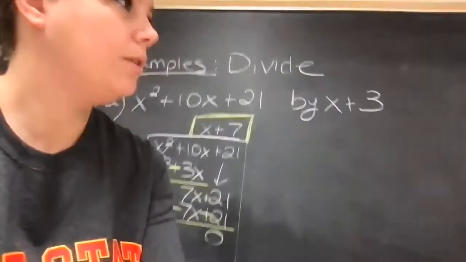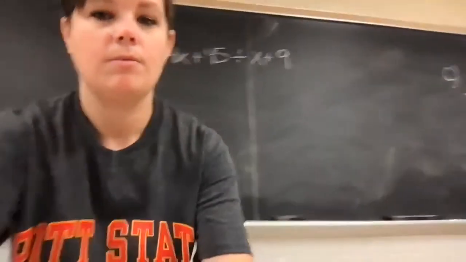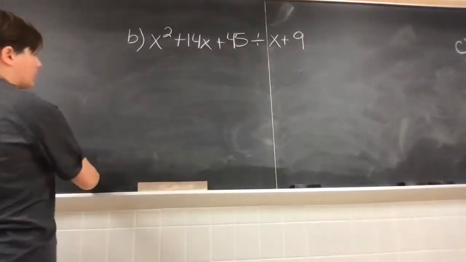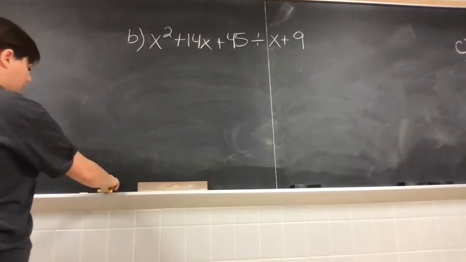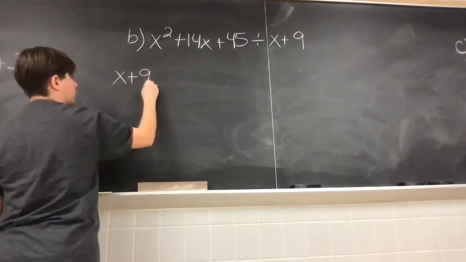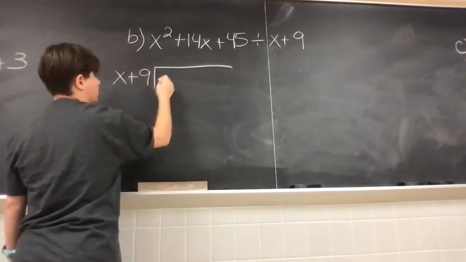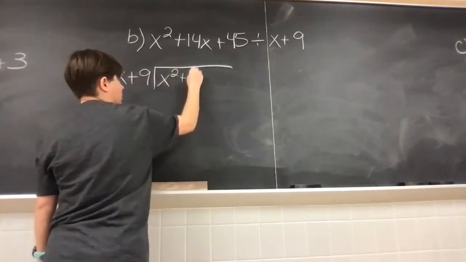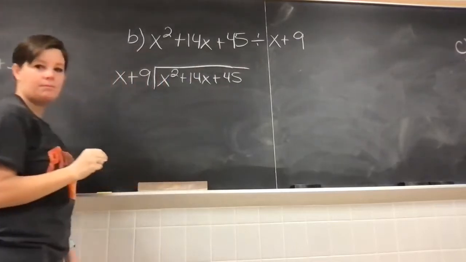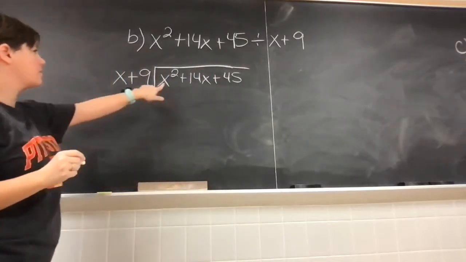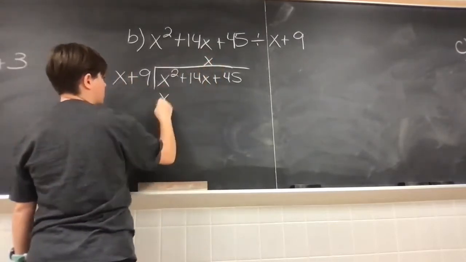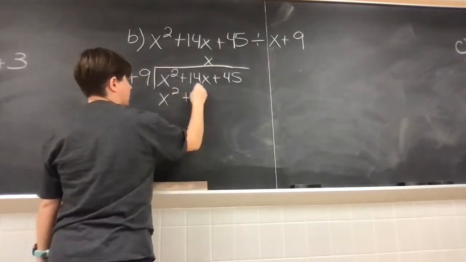Let's move down. We'll do another one. We have x squared plus 14x plus 45 divided by x plus 9. Again, the x plus 9 goes on the outside. X squared plus 14x plus 45 goes underneath. How many times does x go into x squared? X times. So x times x is x squared. X times 9 is 9x.